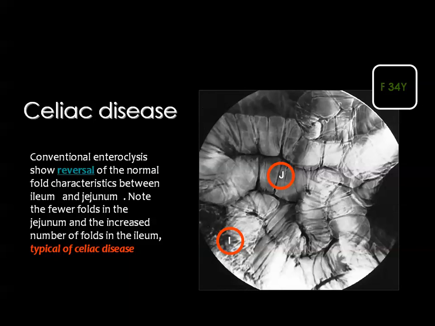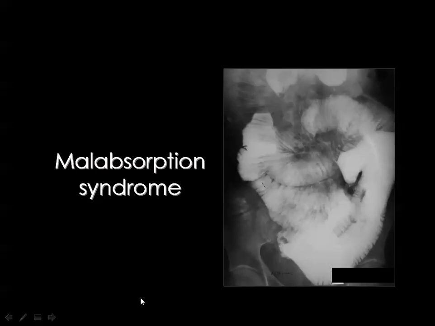prominent and more frequent in number in the jejunum compared to the ileum, and there are a lot of mucosal folds in the jejunum compared to the ileum, but in celiac disease the reverse is seen, and you can see that in the jejunum there are few mucosal folds, while in the ileum there is an increase in the number of the mucosal folds.